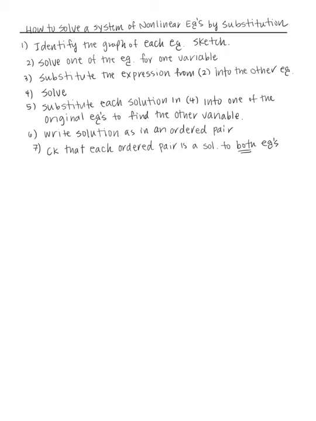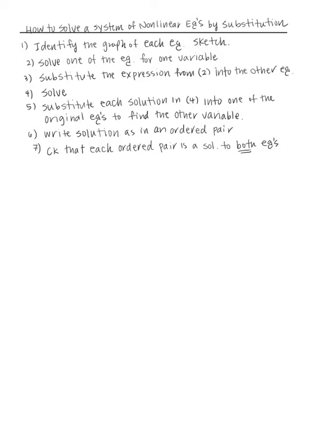Okay, so now let's take a look at the substitution method. So how to solve a system of nonlinear equations by substitution. Step number 1, identify the graph of each equation and sketch. Step 2, solve one of the equations for one variable. Step 3, substitute what you just got into the other equation. Step 4, solve. Step 5, substitute each solution from step 4 into one of the original equations to find the other variable.